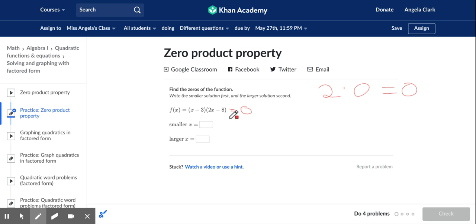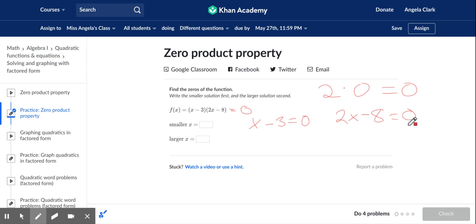So I can split this up into two different equations that I know how to solve. I can split it up into x minus 3 equals 0 and 2x minus 8 equals 0. Because if either of these things are true, then the whole thing will be 0. That is the zero product property.